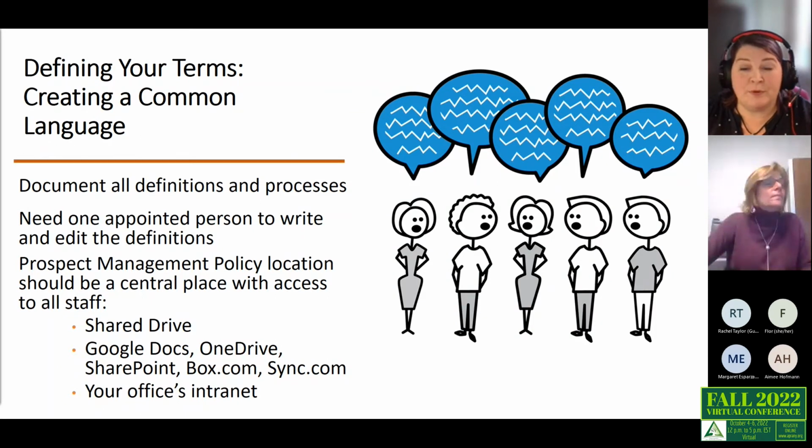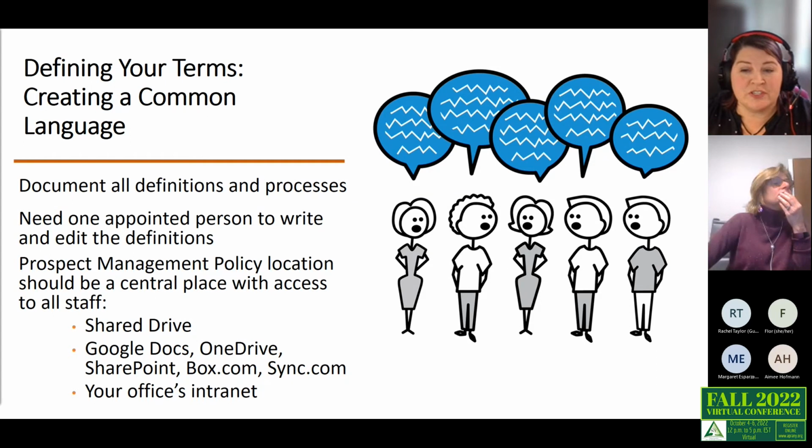You also need to have one person who writes it down, who edits the definitions. You don't want too many cooks in this kitchen, right? And then you run those definitions by a subset of your larger team to get some input, some feedback. And then that one person goes back and edits. They're the only one who has access to edit those things.